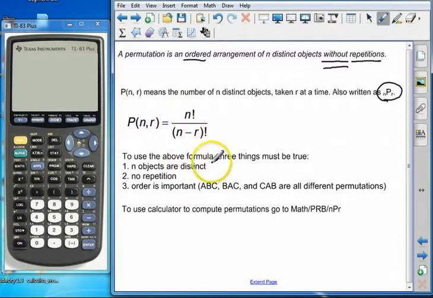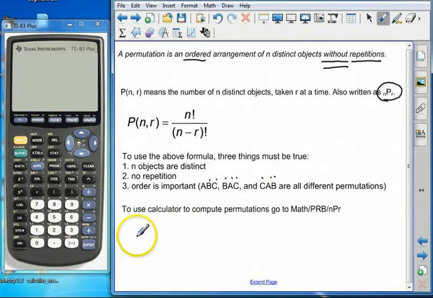3 things have to be true for you to be able to use this formula. First of all, the n objects are distinct from each other. They're not the same thing. There is no repeating of any objects, and the order is important. So in other words, the letters A, B, C is a different word from B, A, C, and both of those are different from the word C, A, B.